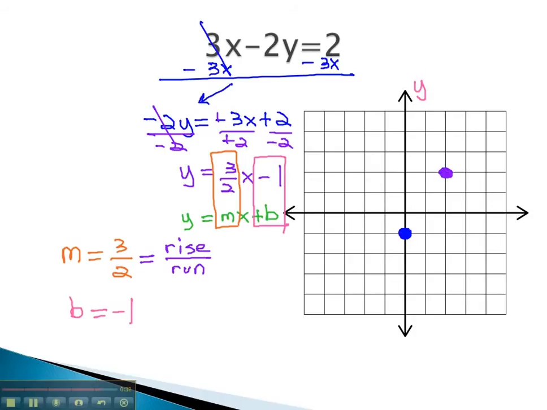By connecting the dots, we will end up with the graph of our line. This is the line that is represented by the equation 3x minus 2y equals 2. To graph lines, we always start at the y-intercept and use the slope to get to the next point.